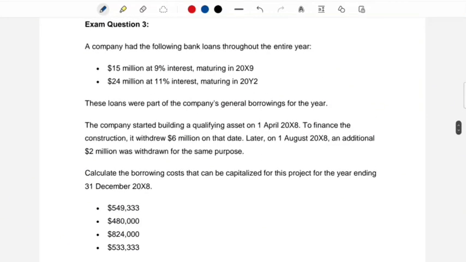Okay, now let's move to question 2. Sorry, this is question 3, which is looking slightly complex in nature. But let's see how IAS 23 is applied in this context. Let's read the question.